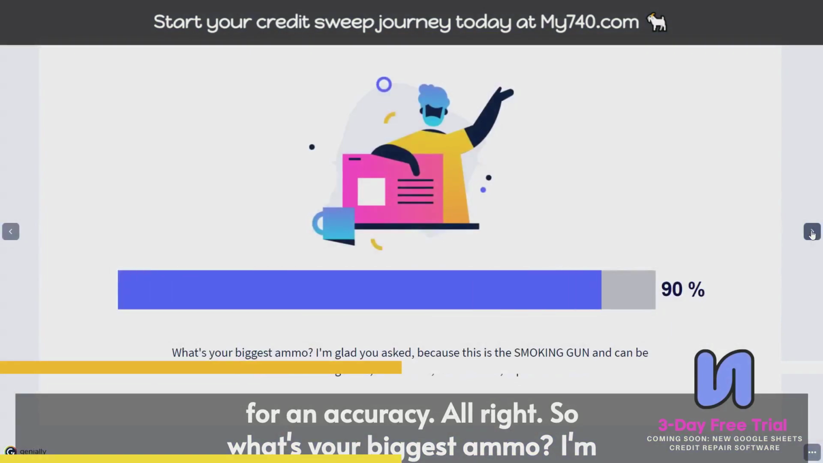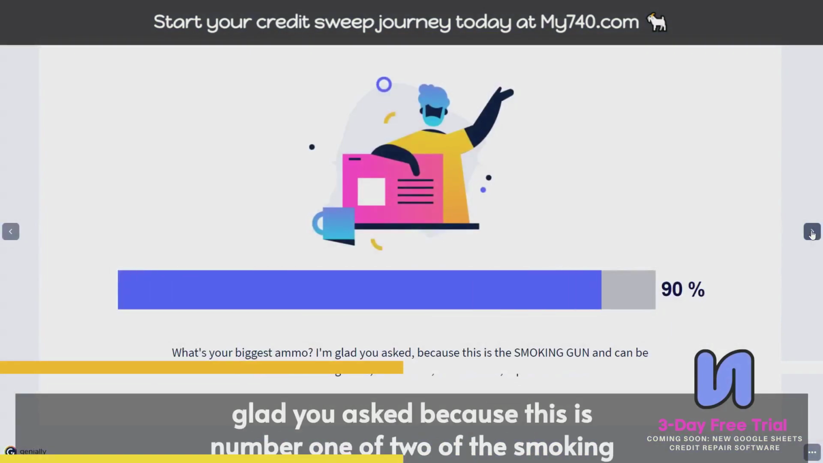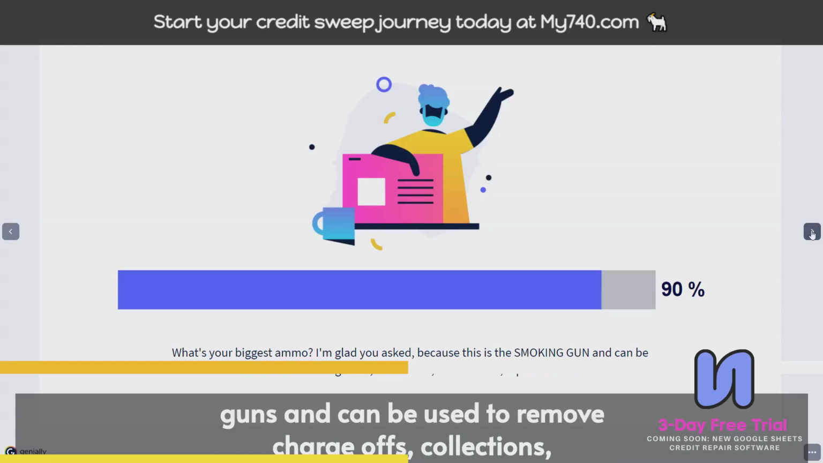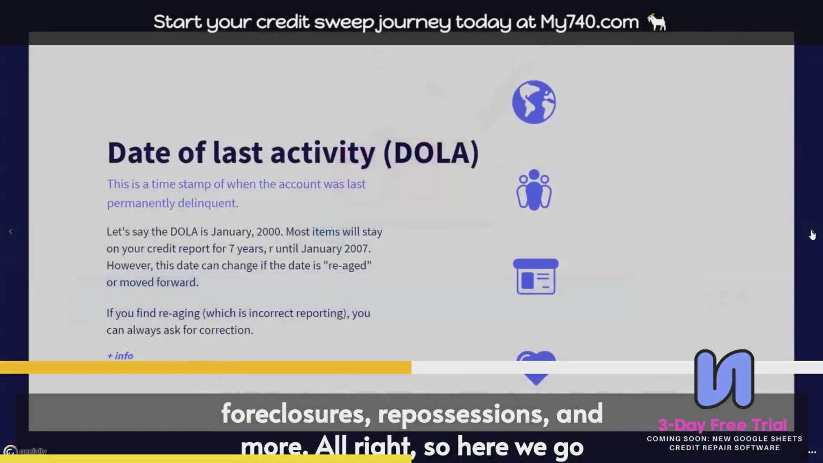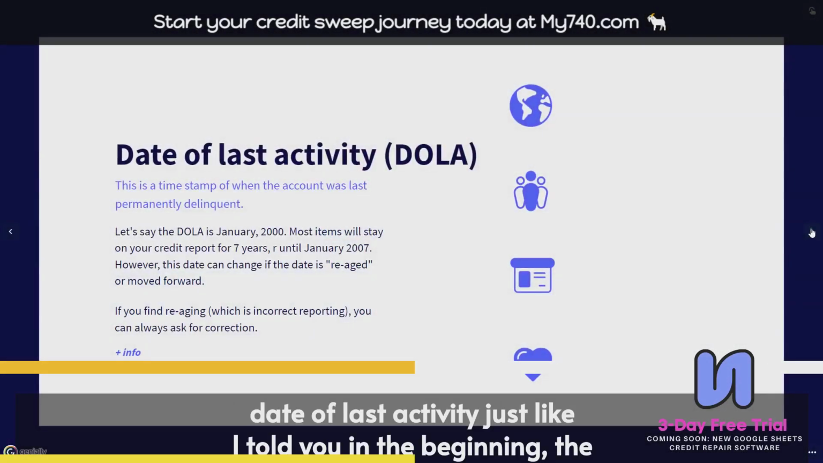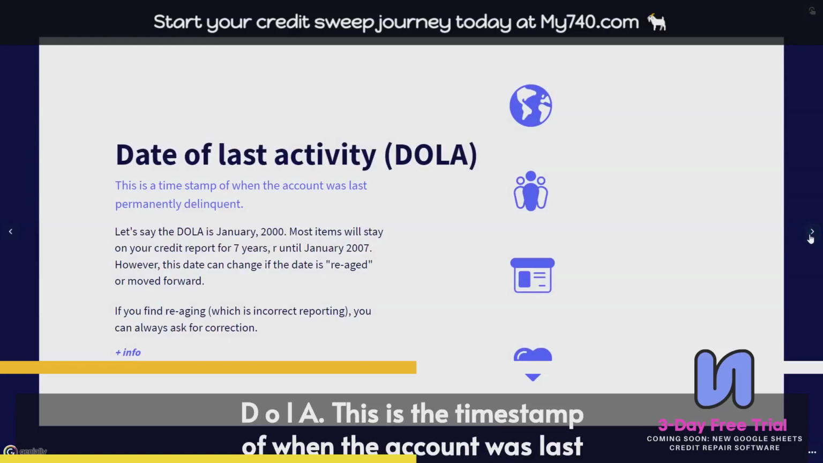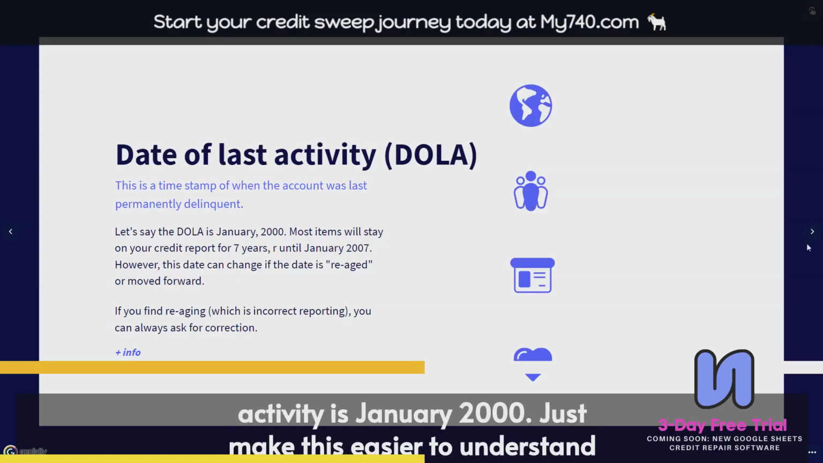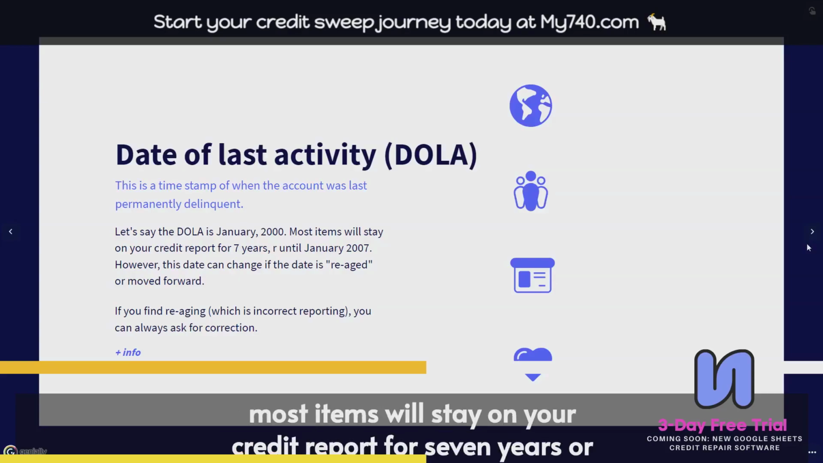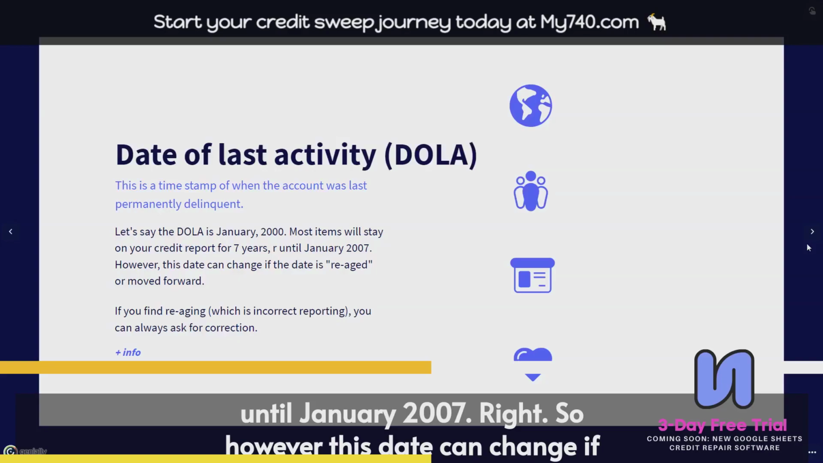So, what's your biggest ammo? I'm glad you asked because this is number one of two of the smoking guns and can be used to remove charge-offs, collections, foreclosures, repossessions, and more. All right. So here we go. Date of last activity, just like I told you in the beginning, the DOLA. This is the timestamp of when the account was last permanently delinquent. So let's say that the date of last activity is January 2000, just to make this easier to understand. Most items will stay on your credit report for 7 years or until January 2007, right?